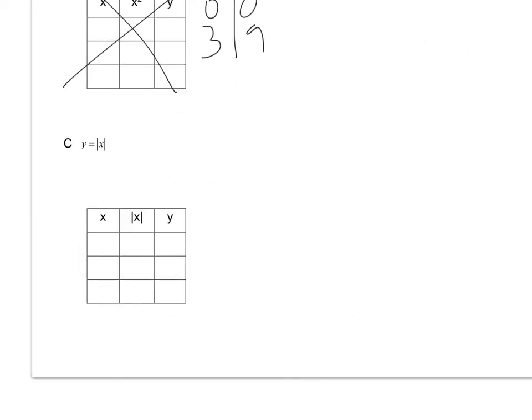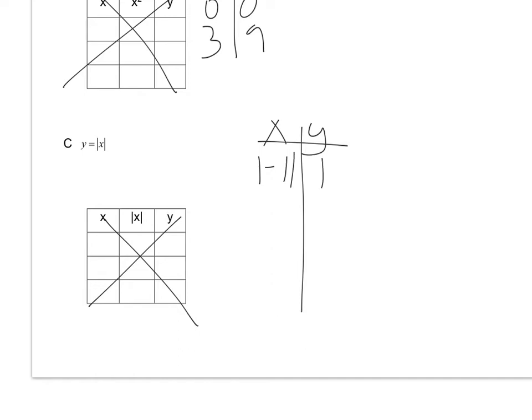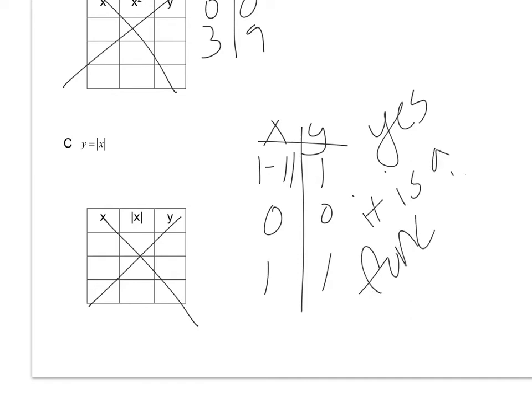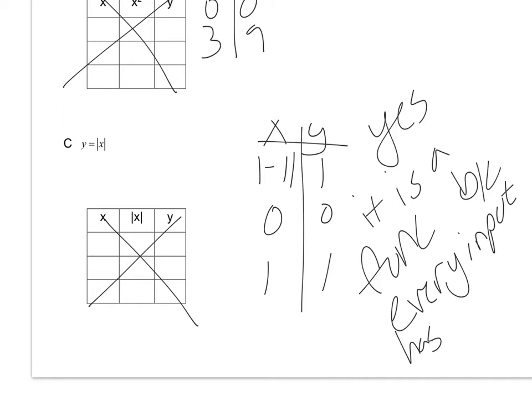So absolute value of x. So if I said, what's the absolute value of negative 1? It's 1. What's the absolute value of 0? 0. What's the absolute value of 1? 1. But the y values can repeat, but do the x values ever repeat? No. So yes, it is a function because every input has exactly one output.